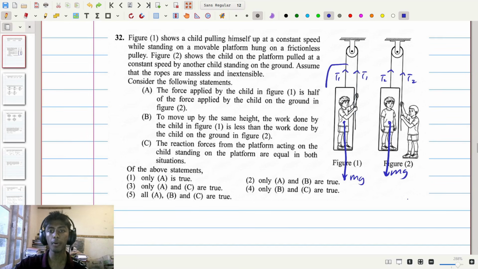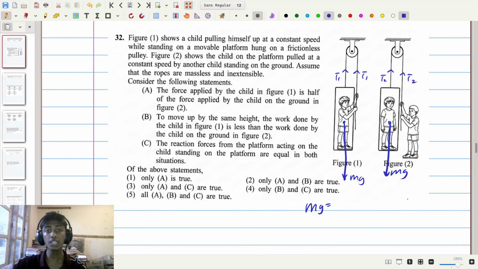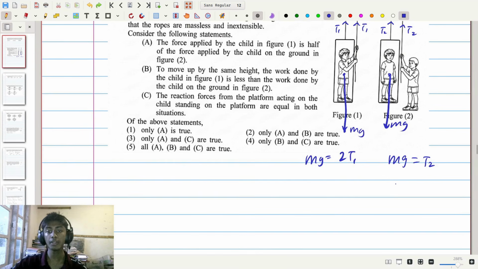So therefore, both of these T1s are acting on the child, and therefore, by equilibrium, mg must be equal to T1 plus T1, or 2T1. Now in the second situation, we can see only this single T2 is acting on the box that's holding the child, and therefore, by equilibrium, since this child is also moving upward at a constant speed, we must have T2 being equal to mg, and we can write therefore mg equals T2. Now from this we can see, if mg is equal to 2T1 and mg is also equal to T2, then 2T1 must be equal to T2.